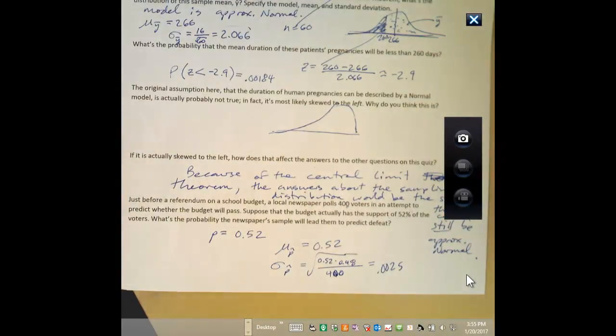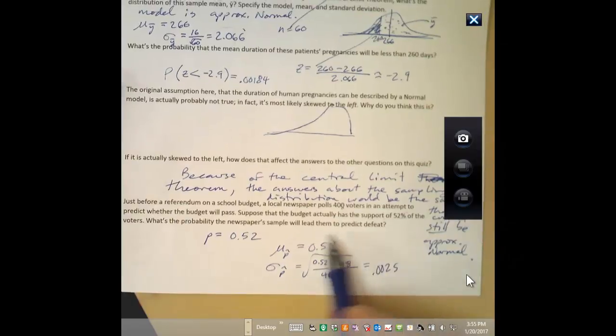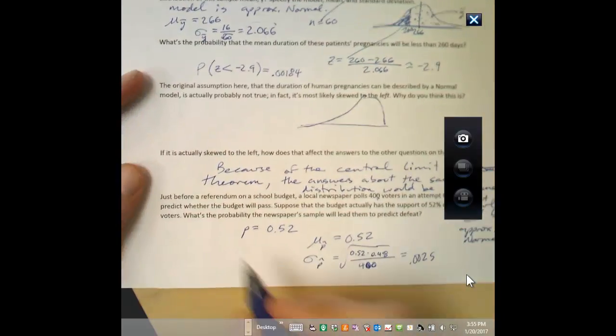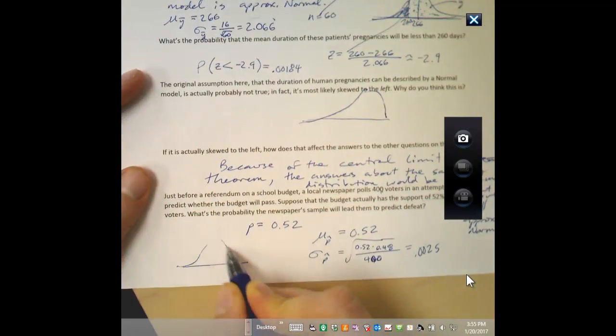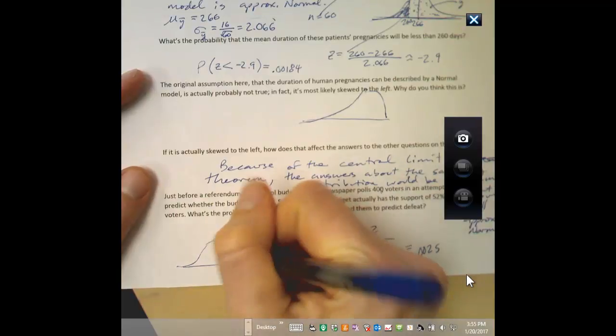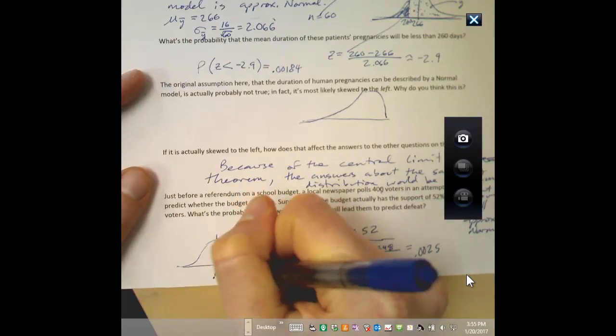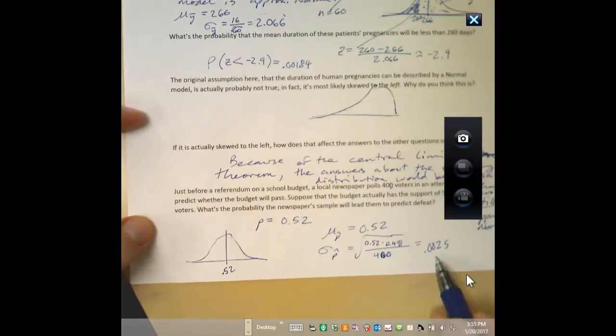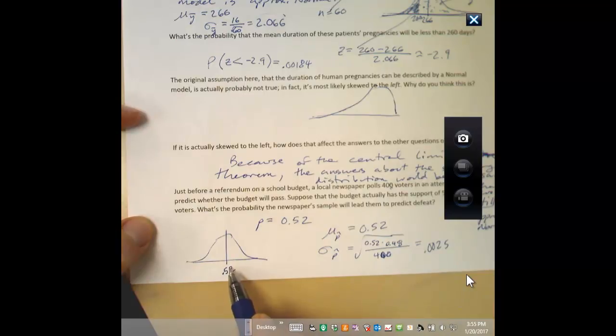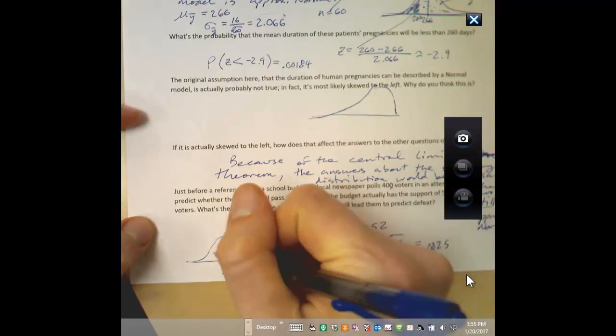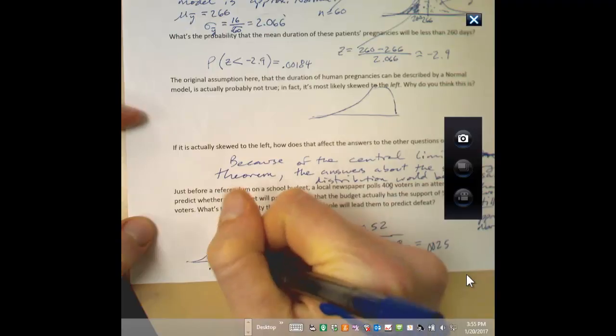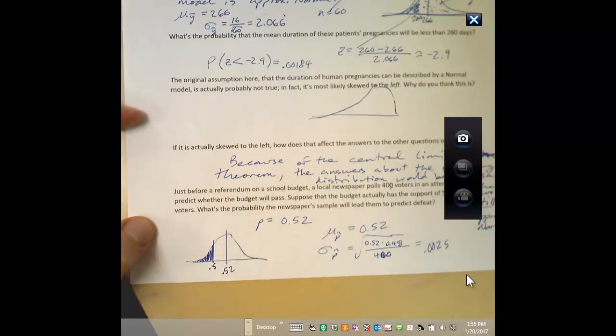Okay, so the question is, what's the probability of defeat? Well, these p hats are distributed normally for sure. The center is 52%, or I'll say 0.52. And the standard deviation is this. Now, to predict defeat, well, if I predict 52%, that's not defeat. Defeat is less than 50%. So 50% is down here somewhere, and I'm asking for this area. It's the same kind of question, guys.